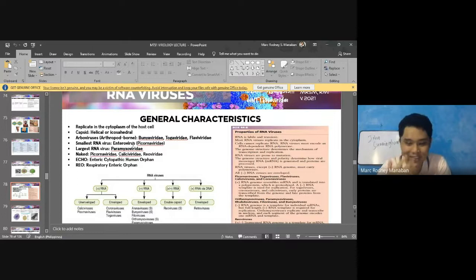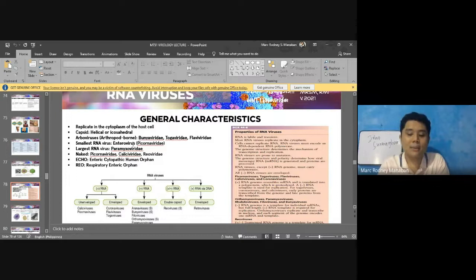Alright. Sige. So, for the remaining time, let us discuss the RNA viruses. Because they are RNA viruses, they replicate in the cytoplasm. Because they are already RNA, if positive sense they can be translated directly, or if negative sense, they first need to be made into mRNA to make proteins. Now, your capsid can be helical or icosahedral.